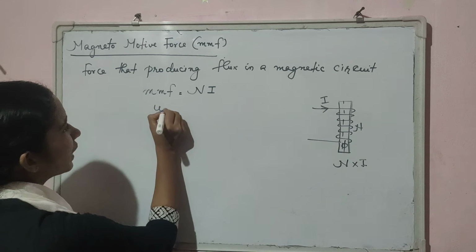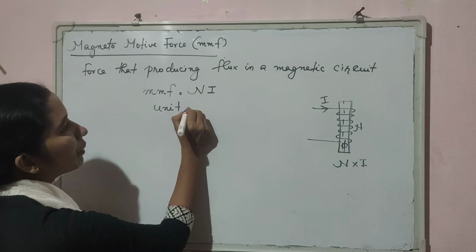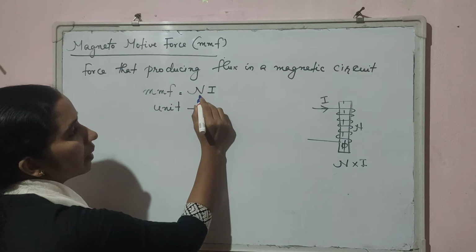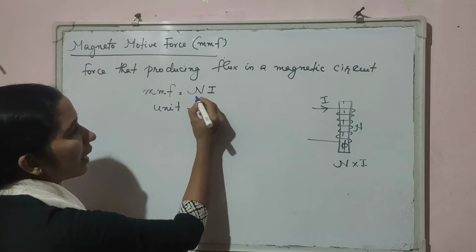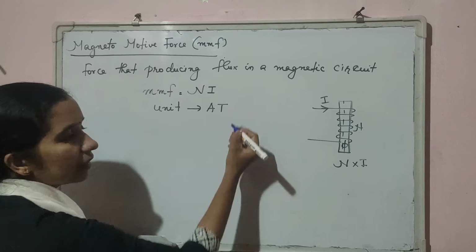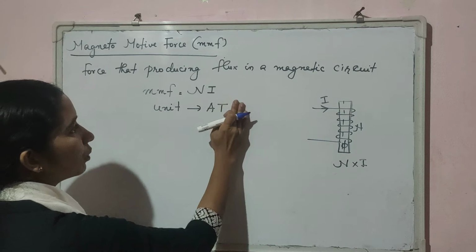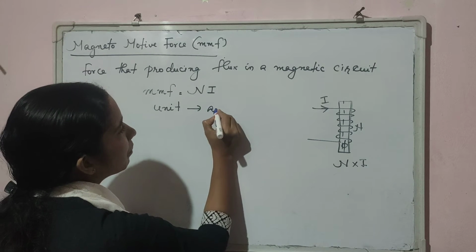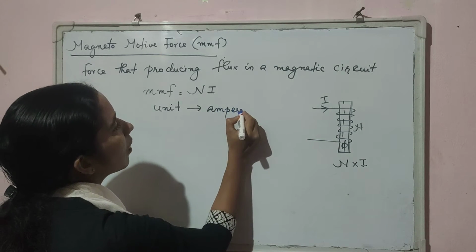So what will be the unit? Unit of MMF is, unit of current is ampere, and that of turns is turns, ampere turns. Unit of MMF is ampere turns.